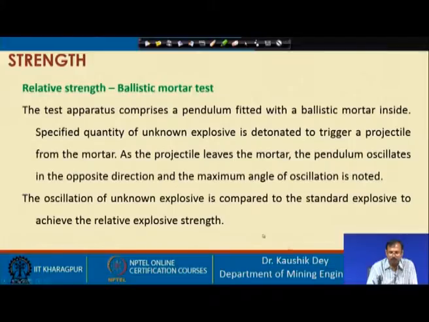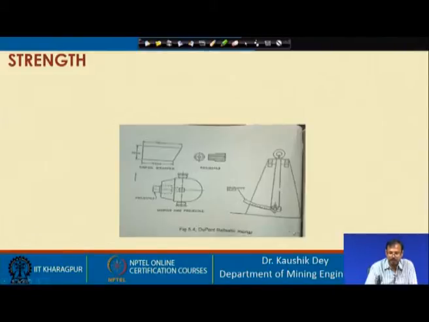The oscillation of the unknown explosive is compared with the oscillation obtained from the standard explosive, and thus the relative explosive strength is measured. So, this is the ballistic mortar, which is placed in a pendulum, and you can see the enlarged ballistic mortar. This is the projectile, and the explosive is placed at this position.